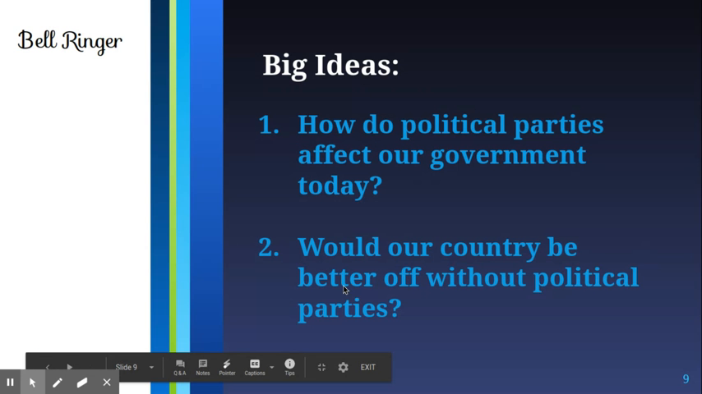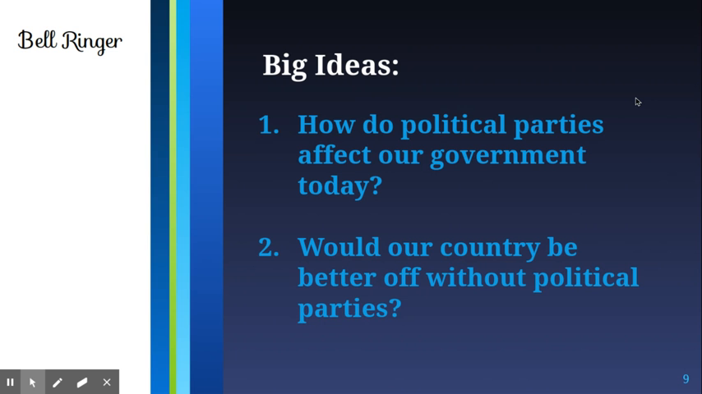All right, last slide. Here are your big ideas. How do political parties affect our government today? And would our country be better off without political parties? So what I want you to do is think about these questions and answer them in your head. And I want you to be prepared to present these questions to your teachers, because these are important questions. And this is how you learn and how you can make a difference in our own government.